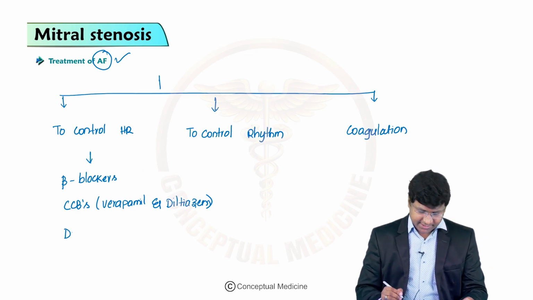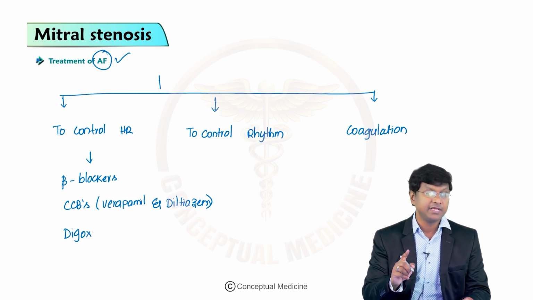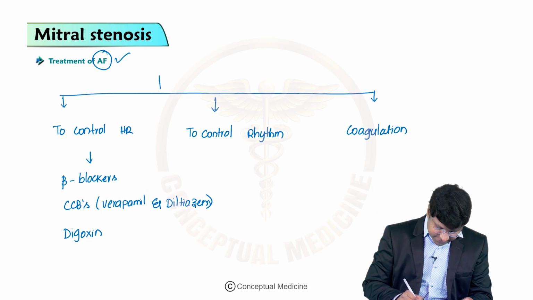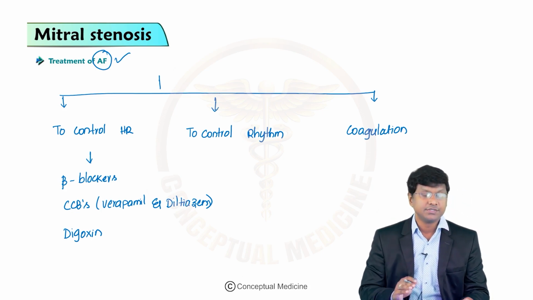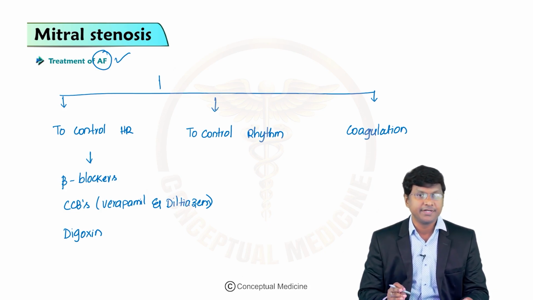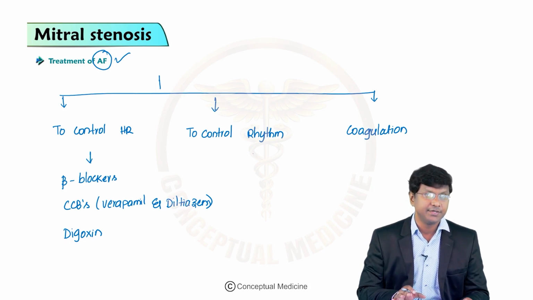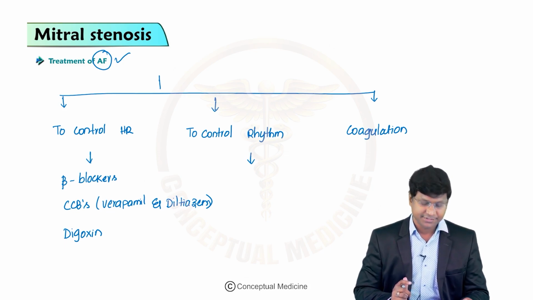Okay, so these are the calcium channel blockers, and we have one more drug which will control the heart rate, that will be digoxin. So these are the drugs which will control the heart rate: beta blockers, non-dihydropyridine calcium channel blockers, and as well as the digoxin. They will slow the ventricular rate of patients with atrial fibrillation.